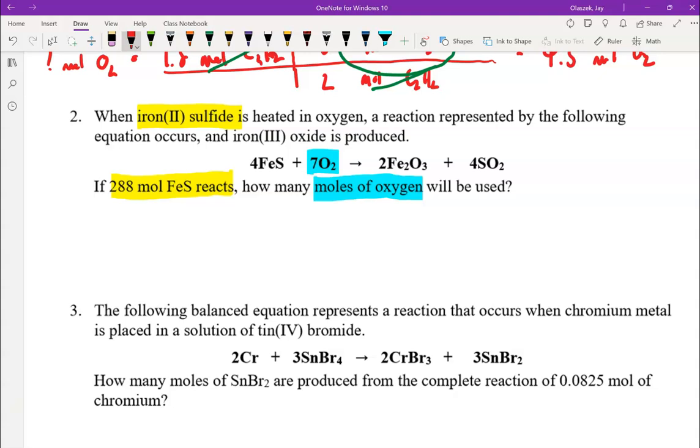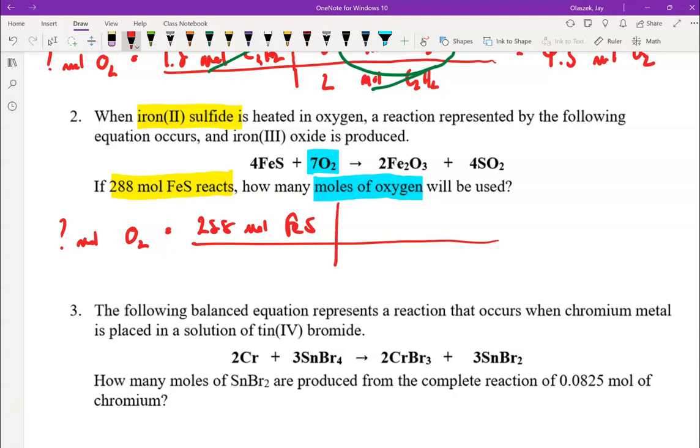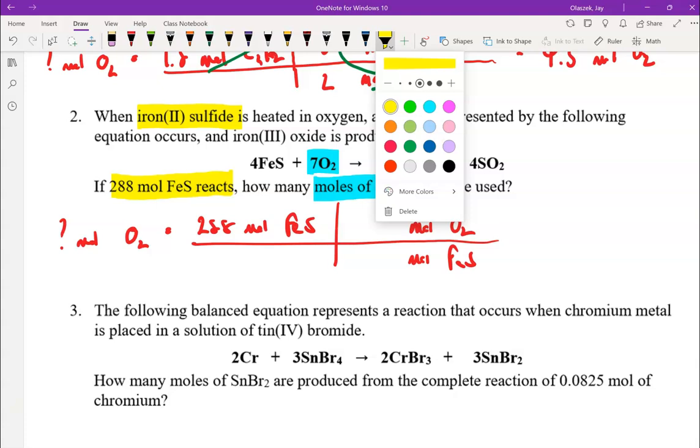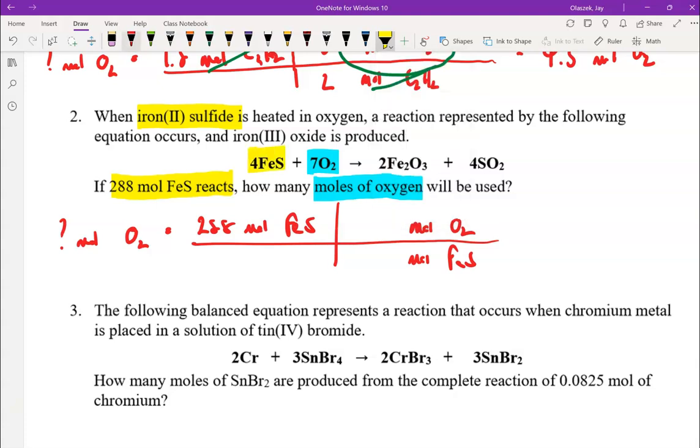So let's set it up. What's it asking for? How many moles of O2 are the equivalent of 288 moles of this stuff, iron 2 sulfide? What we know goes on the bottom, moles of iron 2 sulfide. What we want goes on the top, moles of oxygen. According to the equation, the ratio next to the iron 2 sulfide is a 4. So we're going to put our 4 right there. The ratio next to the oxygen is a 7.